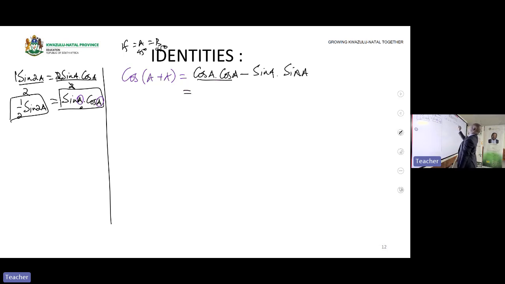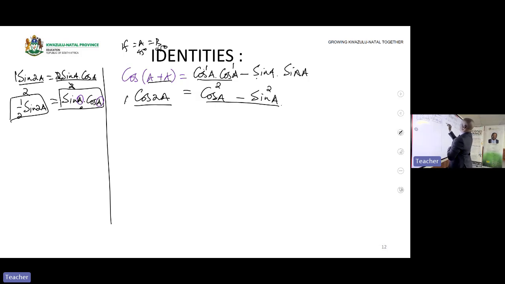Now, what is cos times cos? We are multiplying the powers of the same bases. We keep the base of A and add the exponents. 1 plus 1 is 2, which is square. Minus sine times sine, it's also sine square of A. So what is A plus A? Cos of 2A is the same as cos squared A minus sin squared A. So whenever you see this, you don't see this, but you see this.